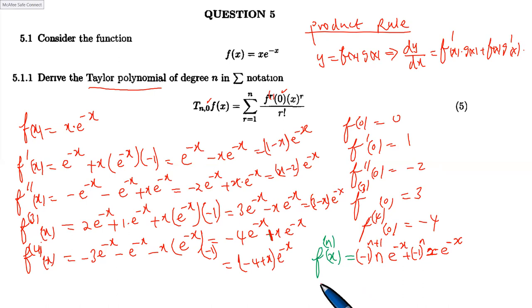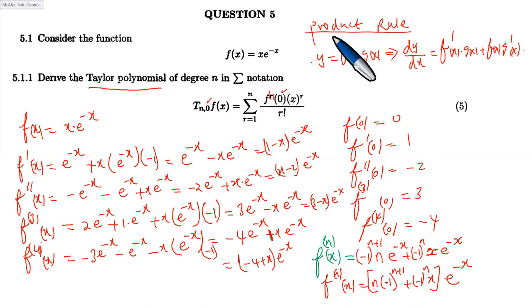Right, so this is what we get, but it can be written like this as well. You can pull out the e to the minus x. And this gives us minus one to the n plus one, and then it gives us plus minus one to the power n x. It can be written like this. Okay, there are many ways, but all these methods will surely be correct. There are definitely correct ways of writing this whole thing here.